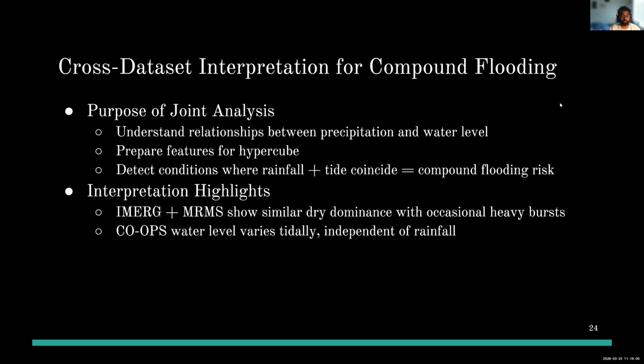And some specific highlights that I also want to mention is that both iMerge and MRMS show similar dry dominance. So meaning that it's mainly not going to be raining, but then there are occasional extremely heavy bursts, which we need to look out for. And the co-op's water level was completely separate from the amount of rainfall that was falling. The rainfall didn't affect the water level as much as the tides did.